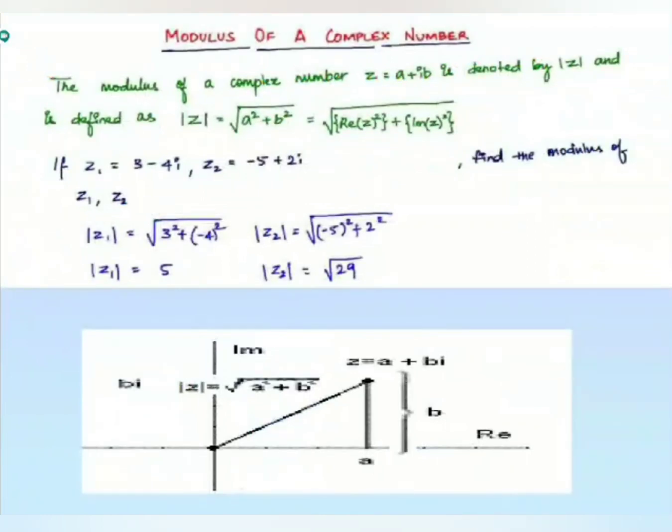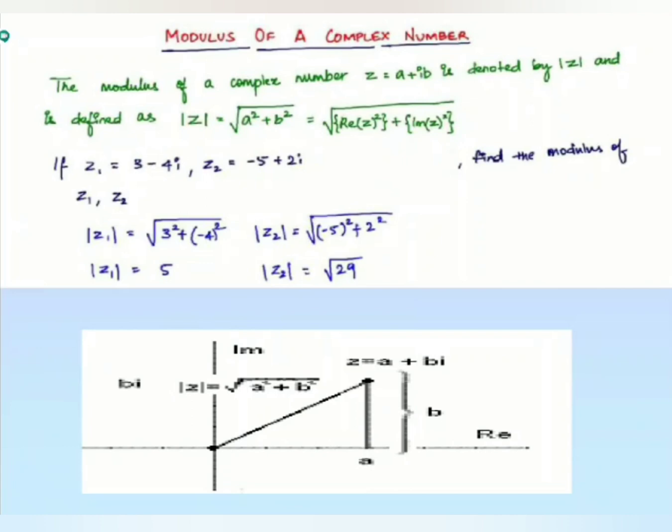Modulus of a complex number. The modulus of a complex number z equal to a plus iota b is denoted by mod z and is defined as mod z equal to the square root of a square plus b square. What is a? a equals the real part of z and b equals the imaginary part of z. So mod z equals the square root of (real part of z) square plus (imaginary part of z) square.